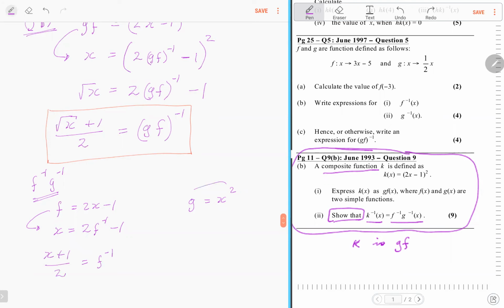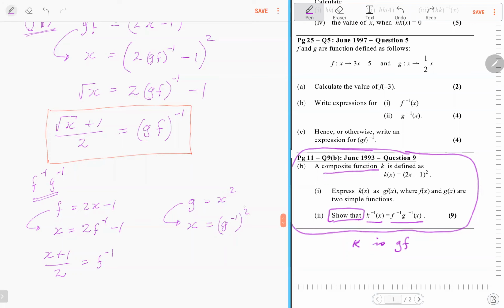So let's use this and get g to the minus 1 now. So we're going to inverse this. When we inverse that, the g becomes x, and the x here becomes g to the minus 1. So we get g to the minus 1, but it is all squared. So g to the minus 1 all squared.